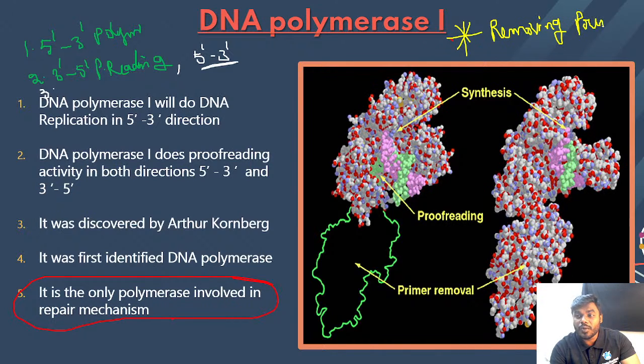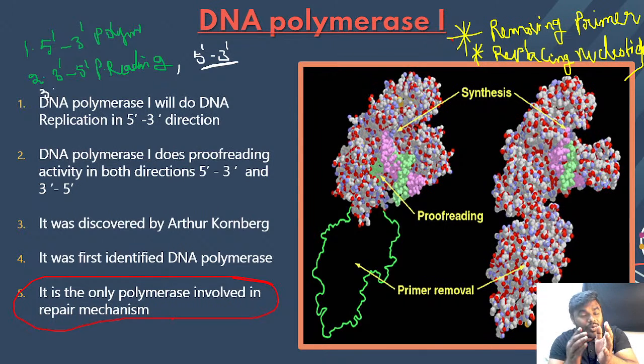Primer can be removed by the DNA polymerase 1. Do not forget that. It is the one which removes the primer. Now after removing the primer, who is replacing the nucleotide? My friends, undoubtedly the DNA polymerase 1 only is replacing the nucleotides also. Do not forget. So I'm quickly summarizing, all of you listen.